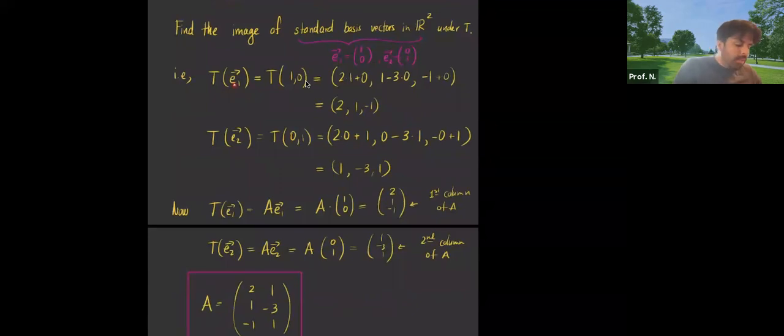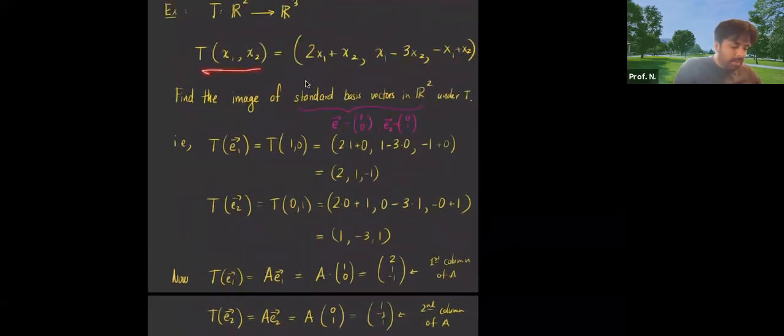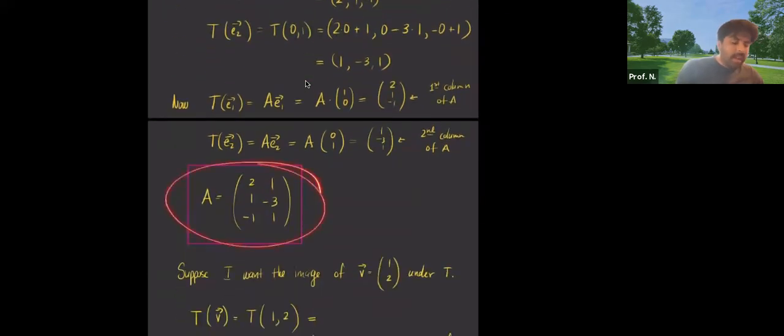Well, I apply E1 and E2 to this function so that I get the image of those two basis vectors. Once I have that, I can find the matrix A. The first column of A is given by the image of E1 under the transformation, and the second column of A is given by the image of E2 under the transformation. And I was able to do that.